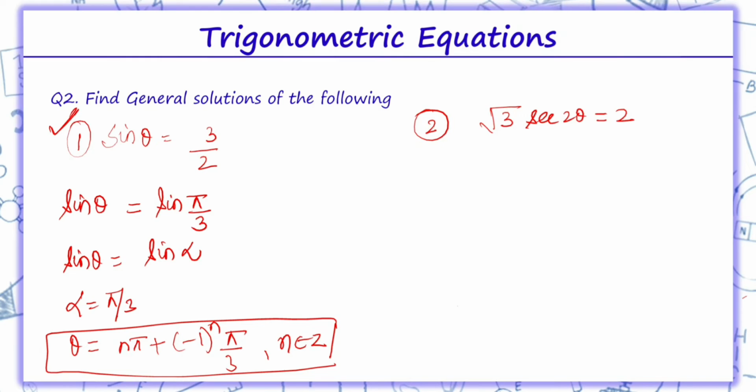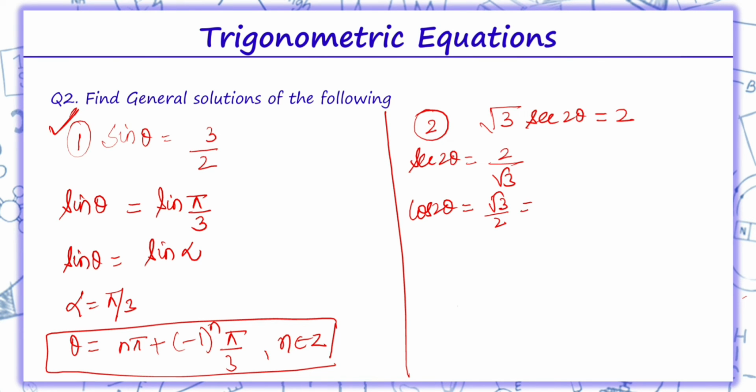So coming on to the next part, we have root 3 sec 2 theta is 2. So here sec 2 theta can be written as 2 by root 3. So cos 2 theta will be written as root 3 by 2, and as we know, root 3 by 2 is the value of cos 30. So it will be written as cos pi by 6.